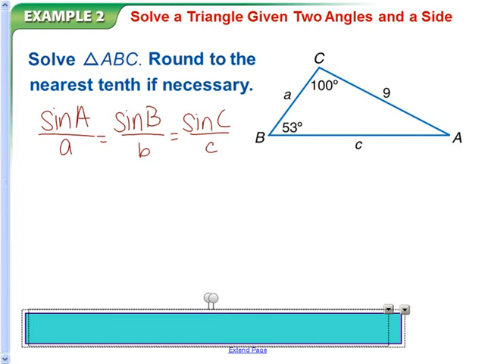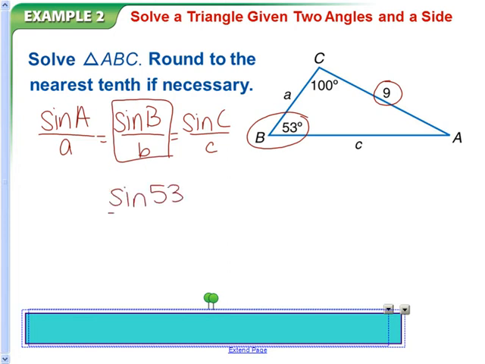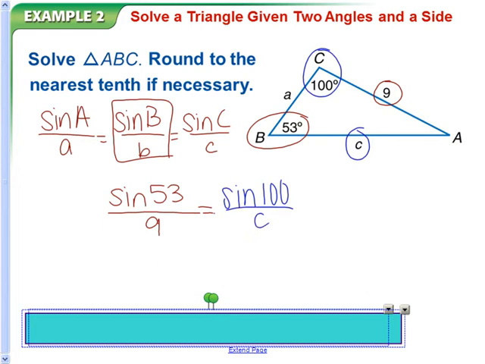So let's look through this. I see here that we have B and 9. Those two are related, so we're definitely going to want to use this one. So we'd say sine of 53 over 9 equals, let's try C. Well, that's going to be this one right here and that one right there. They're always opposite of each other. So sine of 100 over C. To solve this, you're going to cross multiply and divide. So 9 times the sine of 100, and then divide by the sine of 53.